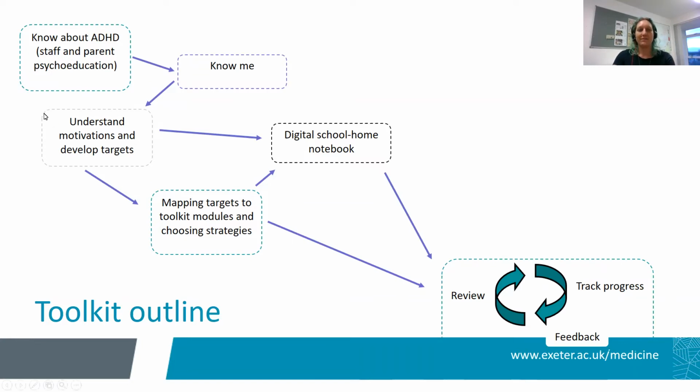Then we've got understanding motivations and developing targets. And that's where home and school are working together to think, okay, what are the two biggest barriers to them doing well at school at the moment? What behaviors do we want this toolkit to change? And then breaking those down into really small achievable goals that they could hopefully get to over the course of one school term. So depending on what these goals are, they map to those different modules in the toolkit, and then the teacher and the SENCO can choose what strategies they try.